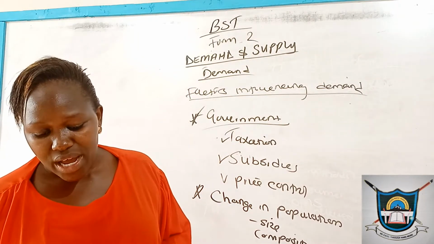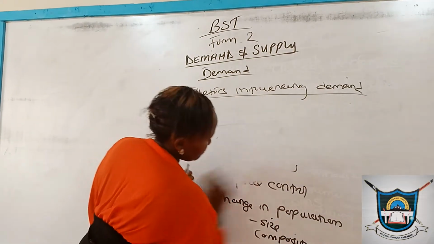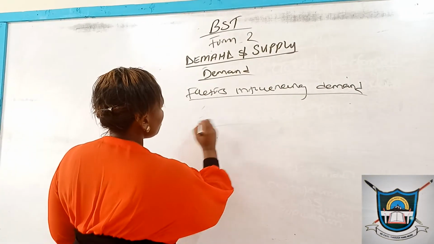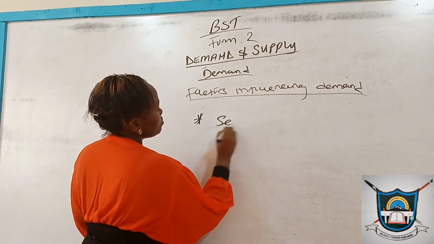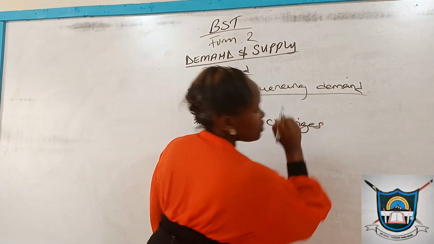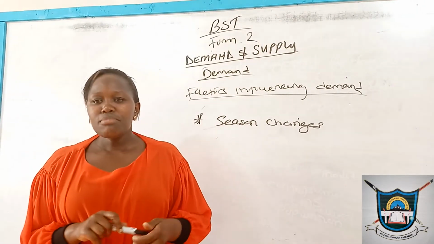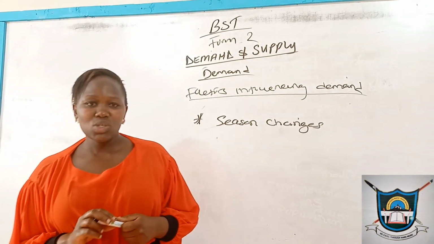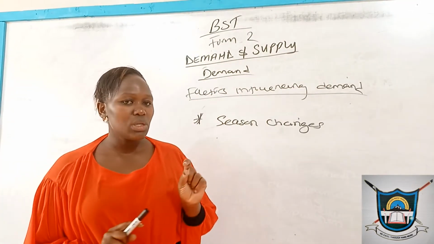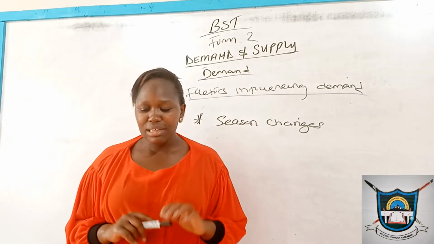Then from there, we have season changes. Season changes also influence the demand of a commodity. For example, during a peak season for mangoes, the supply of mangoes in the market is so high, and when the supply is high, it means also the prices will be low. So with the lower prices, automatically the demand will be high.